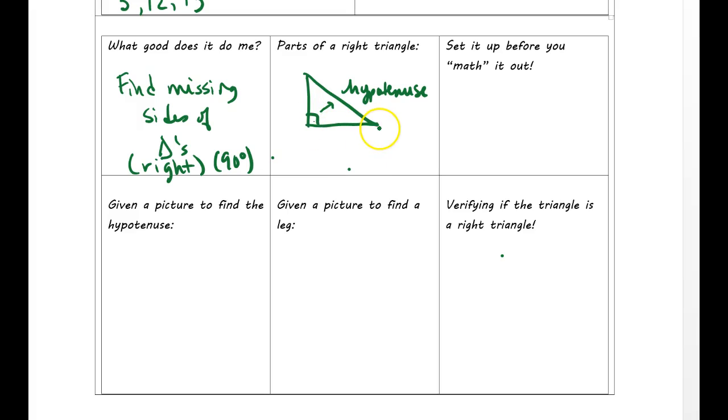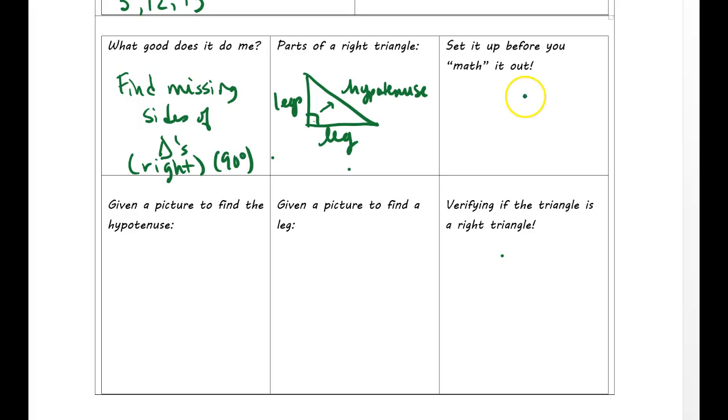And the two other parts or sides of the triangle are usually called legs. So that's a leg, and that's a leg, and that's the hypotenuse. So what I want you to do is whenever you see a picture, I want you to set it up before you math it out.